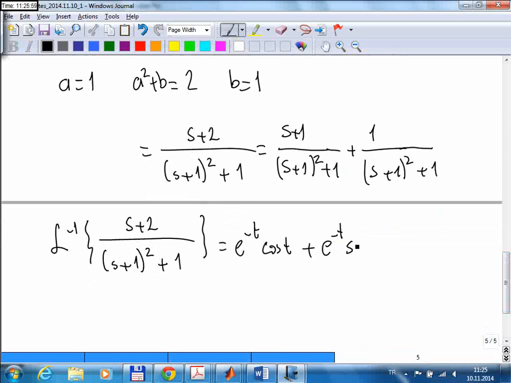Minus t times sine t. Okay, so this is another way of handling complex poles.